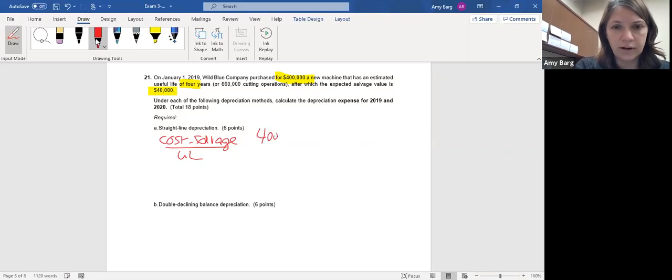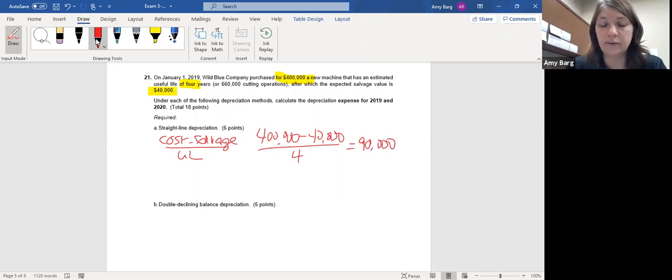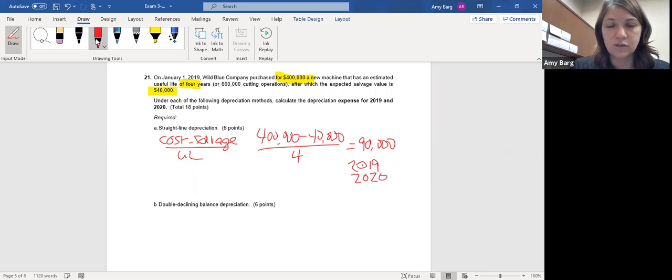So we get 400,000 minus the 40 divided by the 4 years of useful life is $90,000. And the thing about straight line value is that every single year it's the same amount of depreciation. So this number is never going to change. So this 90,000 is true for 2019, and it's also true for 2020. Are there any questions there? That one's the most basic, easiest one to do.